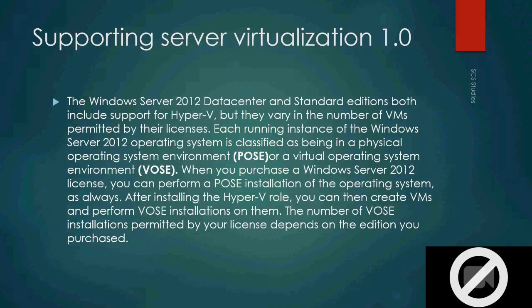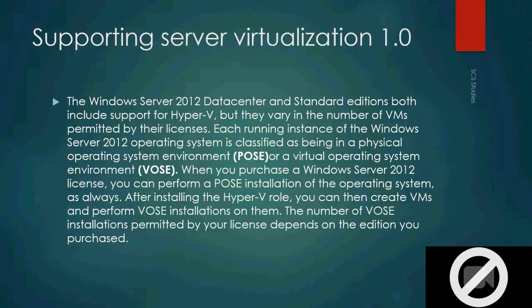Let's take a look at the server virtualization platform. Supporting server virtualization 1.0: Windows Server 2012 Datacenter and Standard Edition both include support for Hyper-V. So the Datacenter Edition and the Standard Edition both have support for Hyper-V virtualization, but they vary in the number of VMs permitted by their license. So there is some difference between their licensing for the number of VMs.